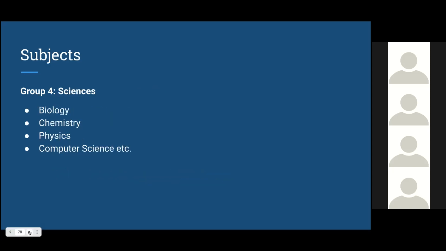Okay, we're moving on to group 4, the sciences. The main ones that are offered are the 3 main ones: biology, chemistry, physics. And some of the more unique ones are computer science. There's something called design technology as well. Yeah, those are the sciences that IB does offer.